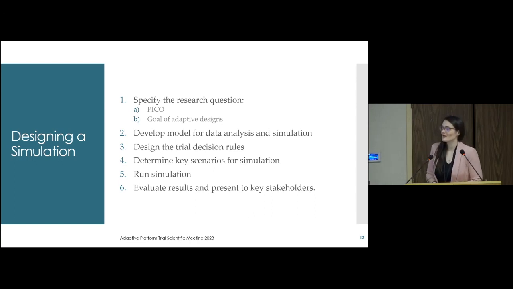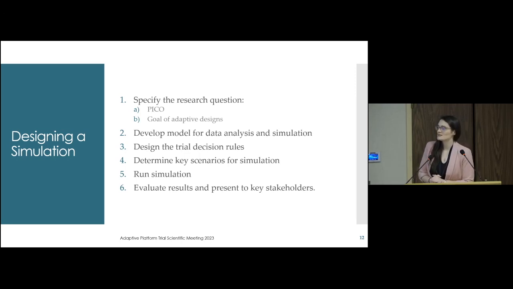The third thing is to design the trial decision rules. Now, sometimes you might just specify your trial decision rules, and sometimes you might use your simulations to help you design the optimal or the ideal trial decision rules. And again, in the example, I'll show you a setting where we actually tried to optimize those trial decision rules.